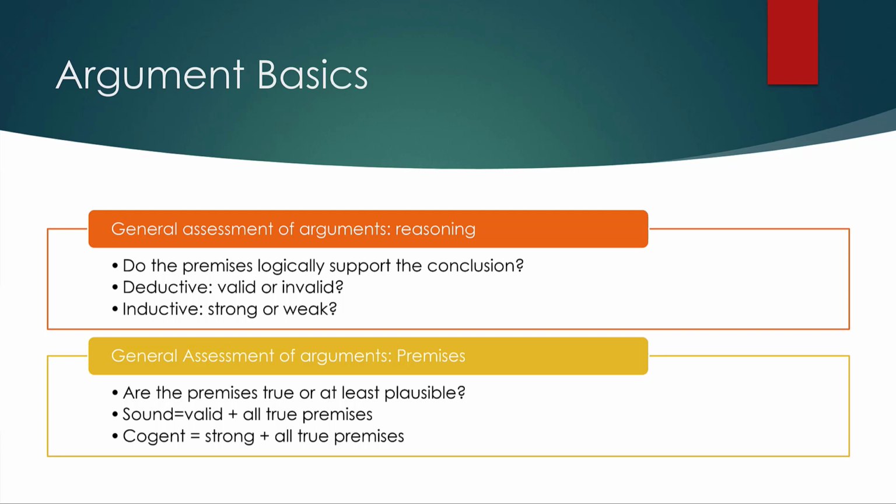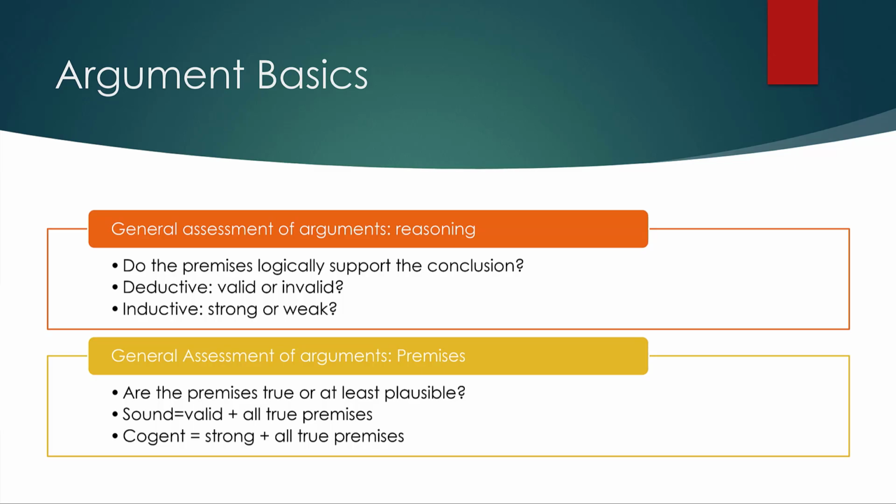With inductive arguments, the special thing for them is what some people call cogent. Not everyone does this, but it's used in a lot of books. And that is a strong inductive argument where the premises are actually all true.